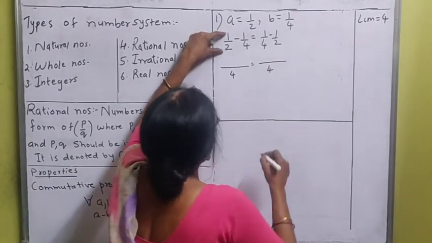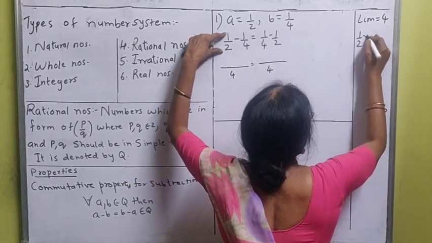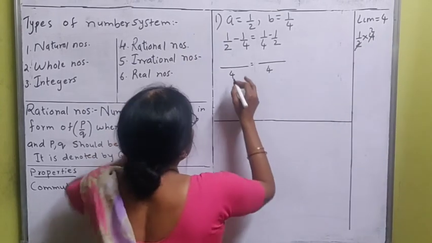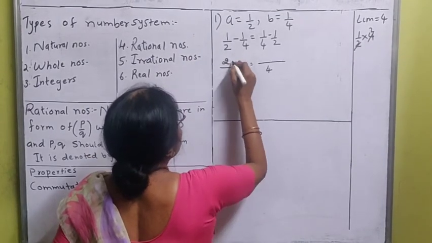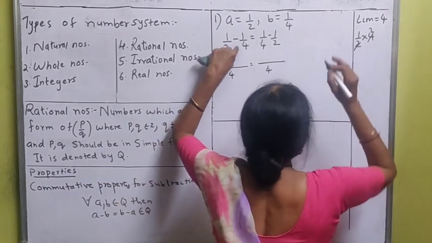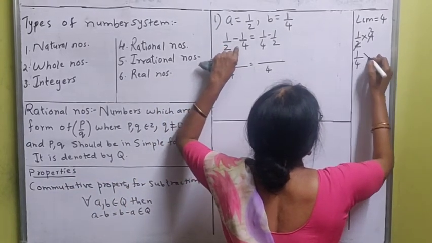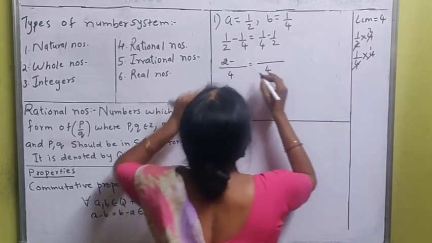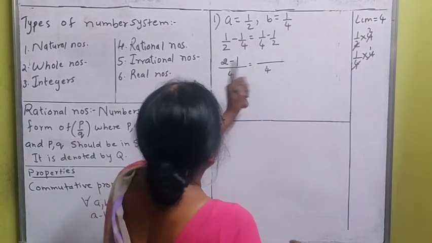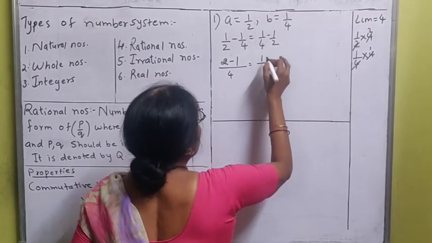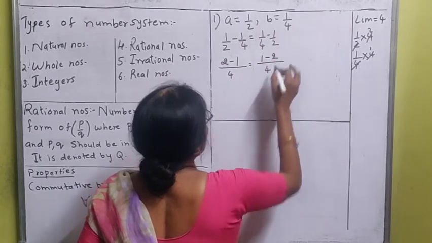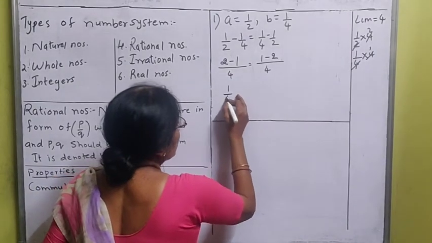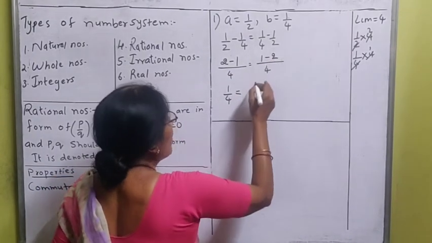Now take the first rational number. 1 by 2 into 4. 2 ones are 2, 2 twos are 4. 1 into 2 is 2. You got it as 2. Then what sign is there? Minus. Take the second rational number. 1 by 4 into 4. 4 ones are 4, 1 ones are 1. So minus 1. Here it will become reverse. 1 by 4 is 1. Minus 1 by 2 is 2. Now let us do the subtraction. 2 minus 1 is 1. 1 by 4 is equal to 1 minus 2.